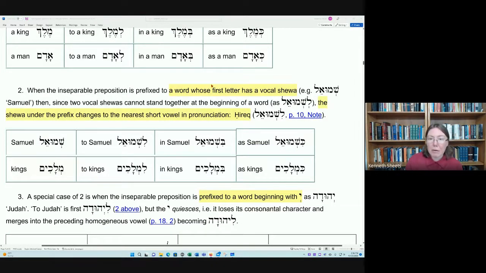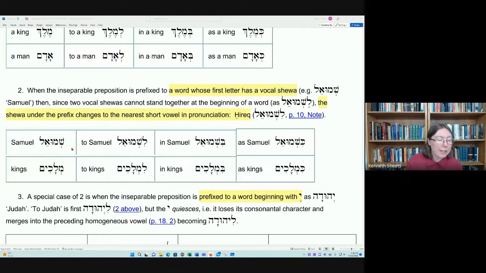Now, normally you can see these particular inseparable prepositions are pointed with that simple vocal schwa, but we have a slight change that occurs when these prepositions attach to a word that begins with a simple vocal schwa, because two vocal schwas cannot stand side by side. And so what happens is the first vocal schwa will change to the nearest short vowel in pronunciation, which for a simple vocal schwa is a hiriq.